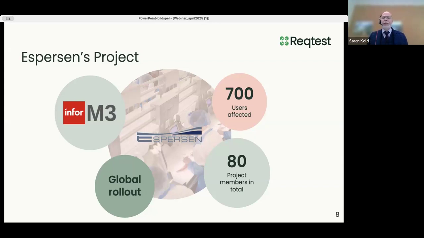So this complexity between an old system and a new system in one big factory with 700 workers. That was a scary project.